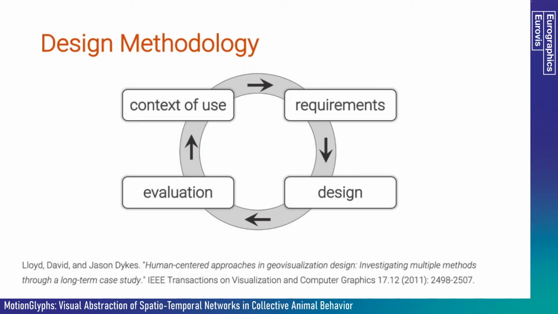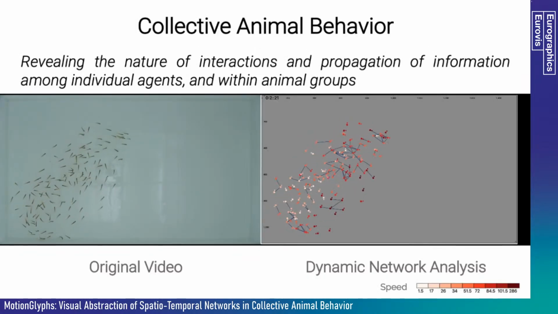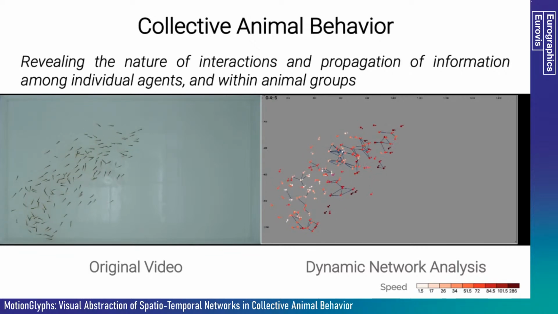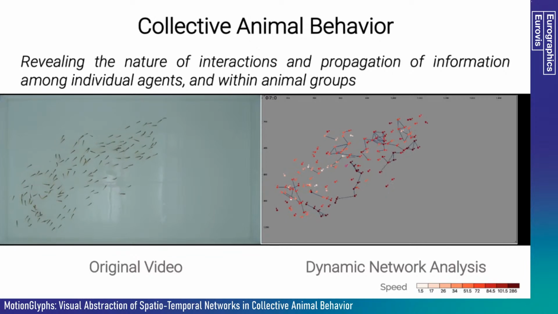Motion glyphs was designed over the course of 5 months in close collaboration with 2 domain experts. We followed the design guidelines by Lloyd and Dykes for geovisualizations to make the design process interactive. The main goal of the collaboration was to create a visual design to support the identification of group patterns over time in a large set of moving entities. The analyzed data in the study is tracked movement data of real-world lab experiments, in which the domain experts try to discover similar behavior involving group structures and outliers.